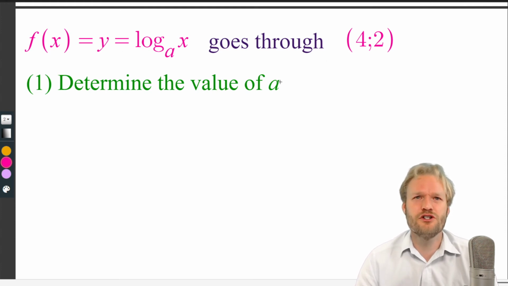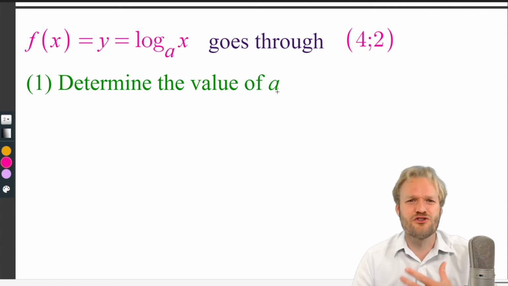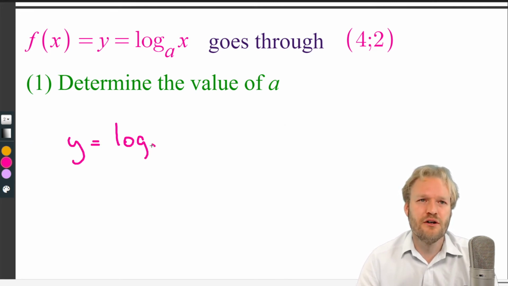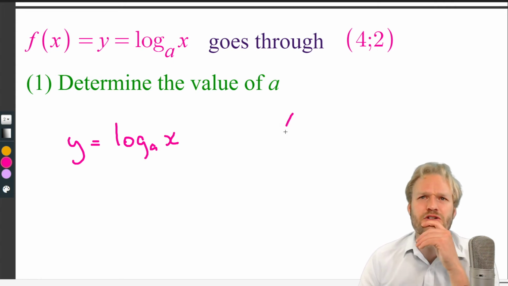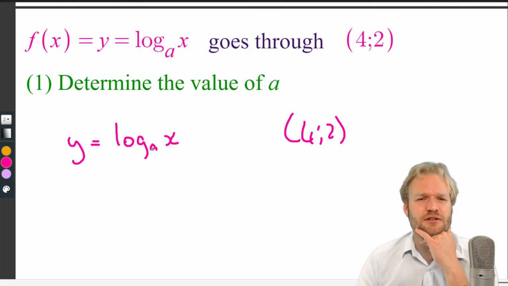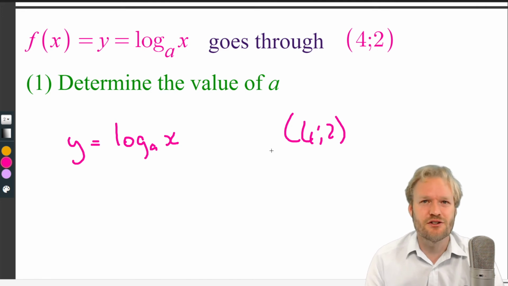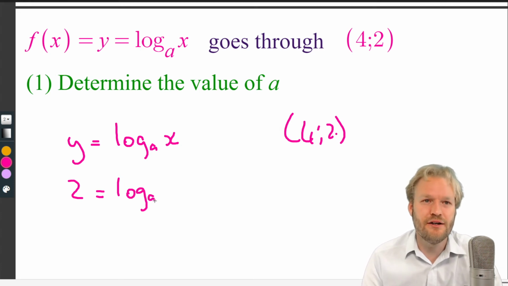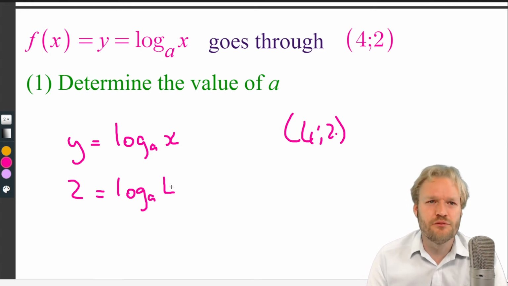It goes through 4, 2. Determine the value of a, and perhaps the rest of the instructions would be sketch, show all asymptotes, show all intercepts, blah, blah, blah. So let's work this out. So we've got y equals log base a of x. But it goes through this point 4, 2. So how could we work out what a is? Well, if in doubt, let's just substitute and see where that takes us. So y value is 2, log base a, and x value is 4.